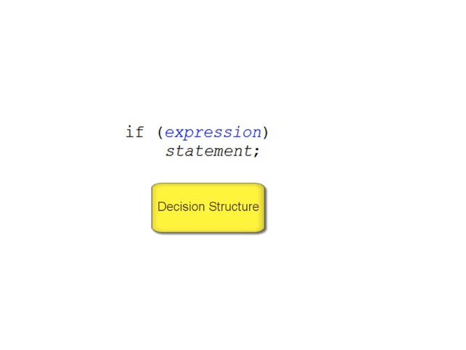Well, this kind of behavior can be achieved with a decision structure. A decision structure is a statement that determines whether another statement or a group of statements should be executed. The simplest type of decision structure is the if statement. Here we have the general format of the if statement.